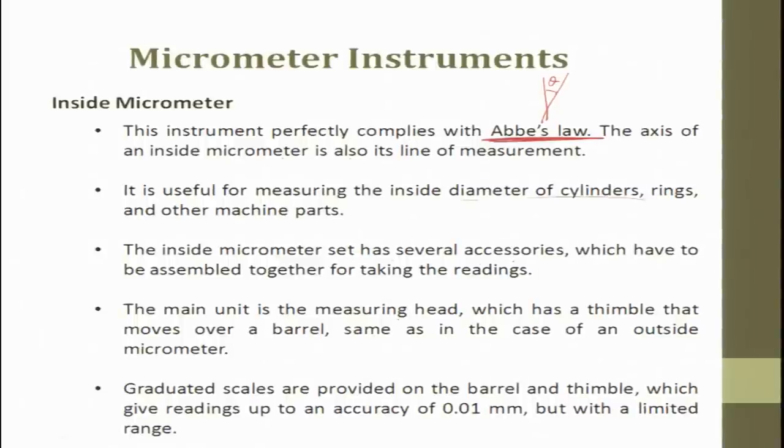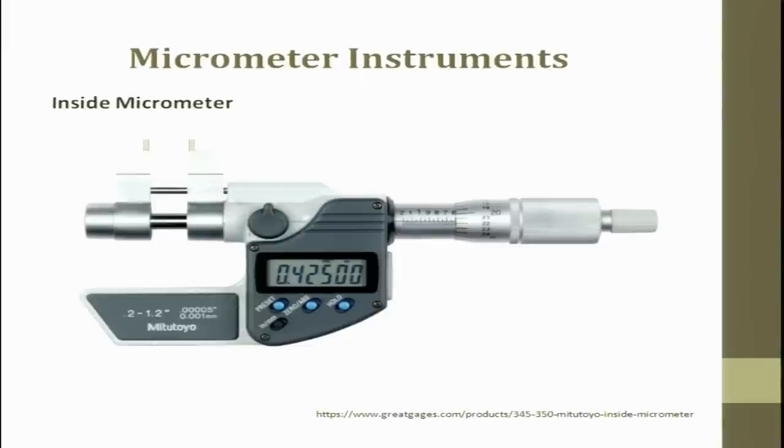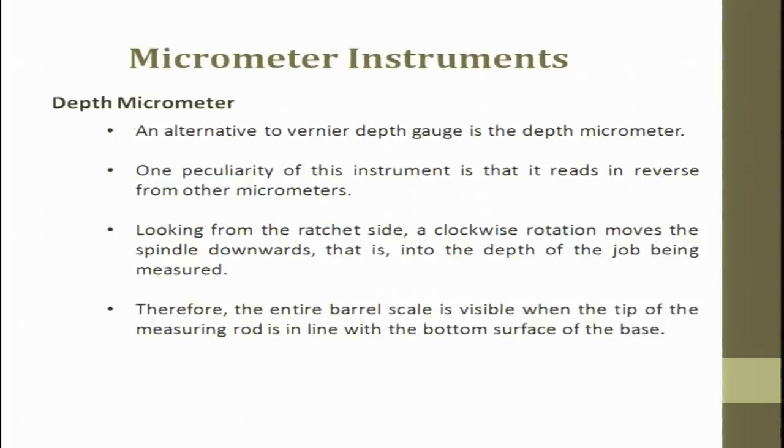The main unit is the measuring head, which has a thimble that moves over a barrel, same as the case of an outside micrometer. Here is the thimble, here is a movement which is happening, you can lock it, and here you can see the accuracy, the least count in terms of inches and in millimeter. Several add-ons can be added such that it can measure the values properly.